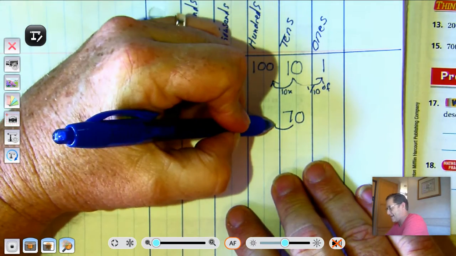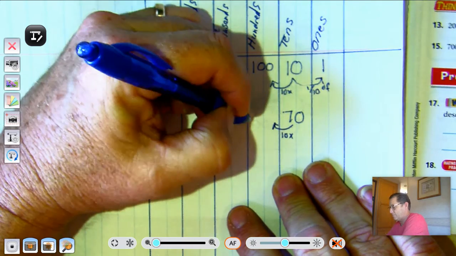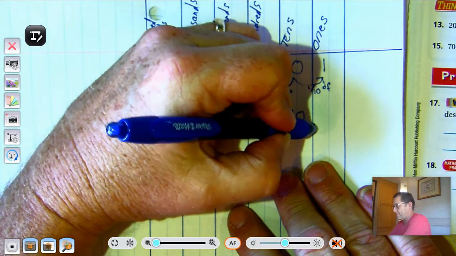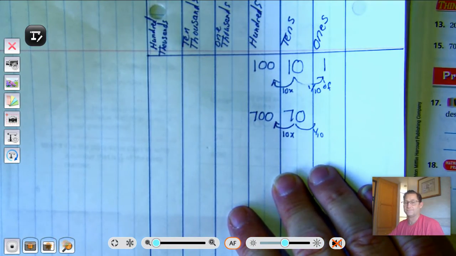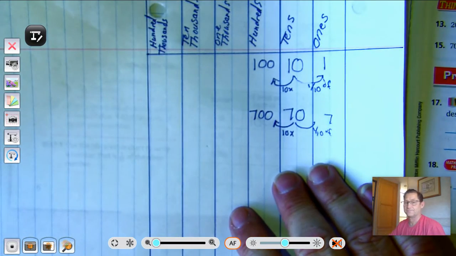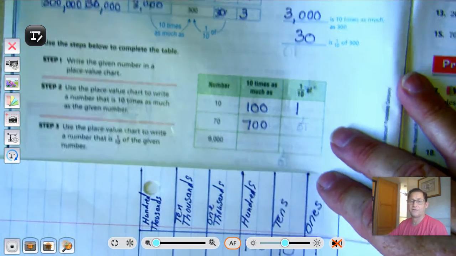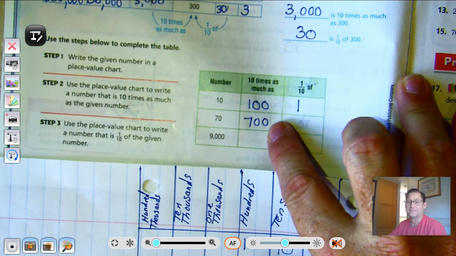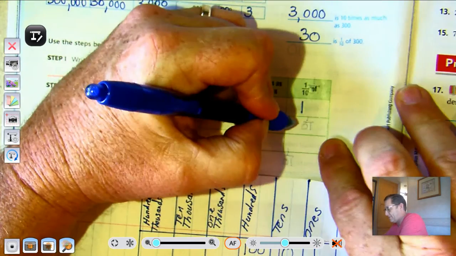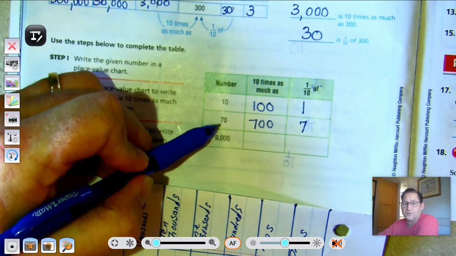So again, we have 70. If we do 10 times as much, we would have 700. If we had 1/10 of 70, 1/10 of 70 is 7. So again, we notice that when I went to 10 times greater, I wind up adding a 0. And 1/10, I actually lost the 0.